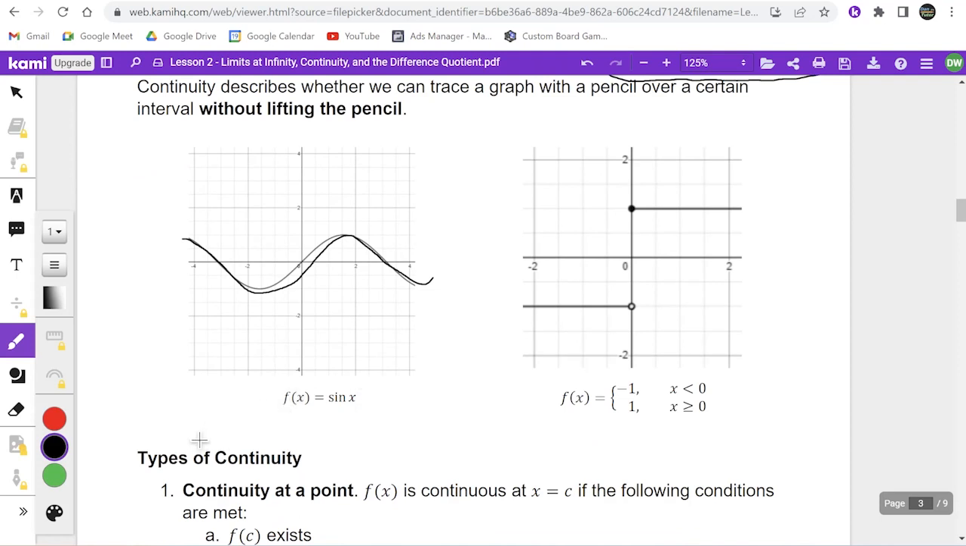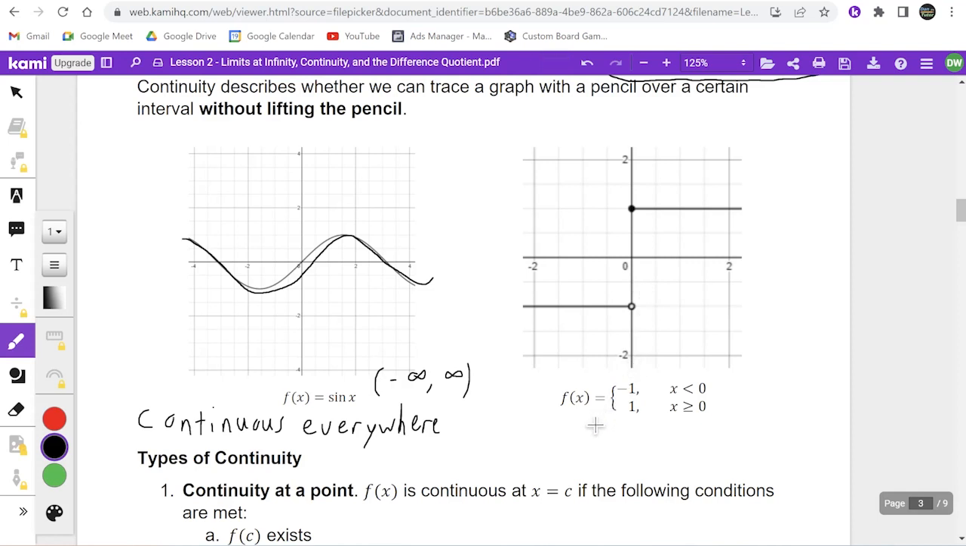The wording we would use here is you would say it's continuous everywhere. Because it is continuous everywhere. If you want, you can also write interval notation. You can write negative infinity to positive infinity. That's correct as well.